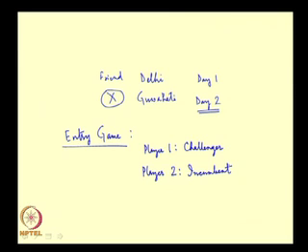Player 2 is known as the incumbent. The incumbent is the one who is enjoying some privileges, some power, some payoff, and the challenger currently is not enjoying anything, but he is thinking whether he will challenge the incumbent and take a part of the power or privilege this incumbent is enjoying.